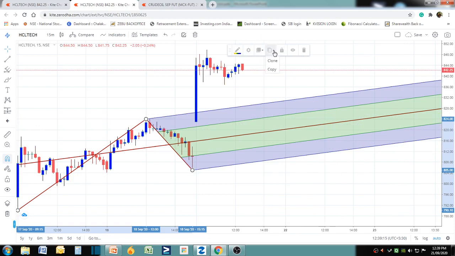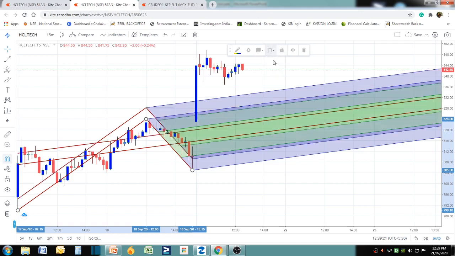What all things are in the options? There are clone and copy options. You press the clone. Again, I'm telling you, on the copy and clone option, you press the clone. You get another layer of the shift pitchfork. Once you press it, it has been automatically created.